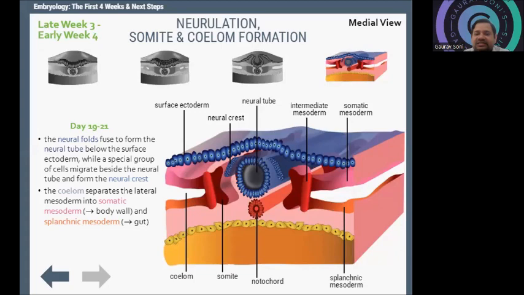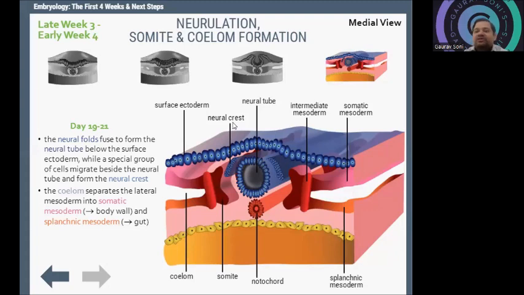So as the last stage of neurulation, somite and coelom formation, on the 19th to 21st day the neural folds fuse to form a neural tube below the surface of the ectoderm, while a special group of cells migrate from the neural crest. You can see some cells which are separating from it. These are called neural crest cells, and these have an important role in certain parts of our body.